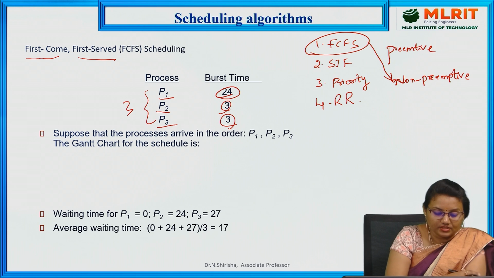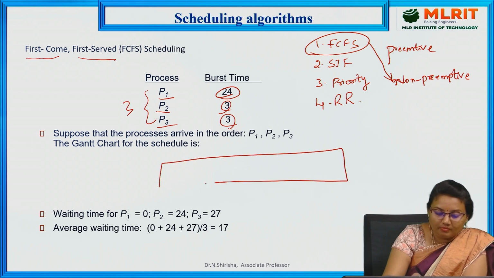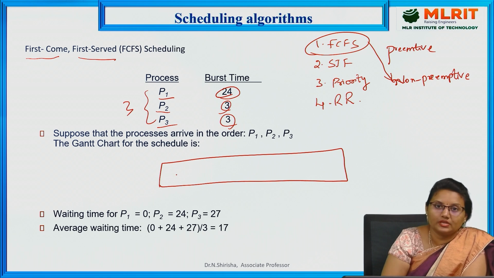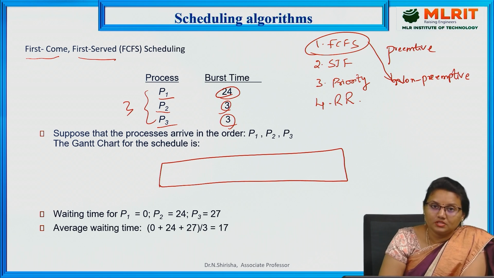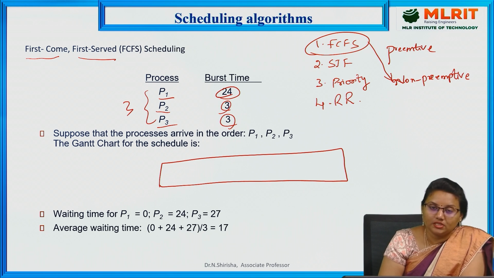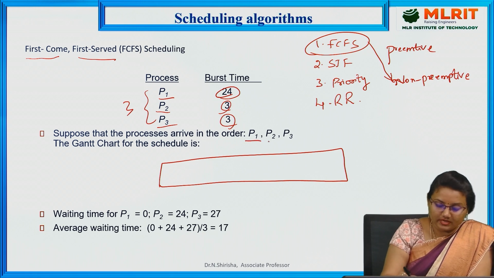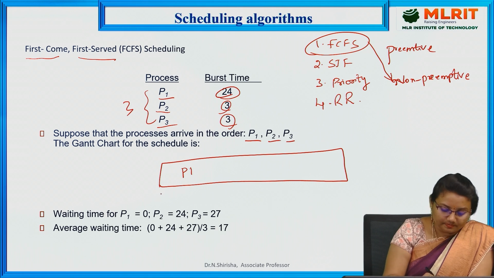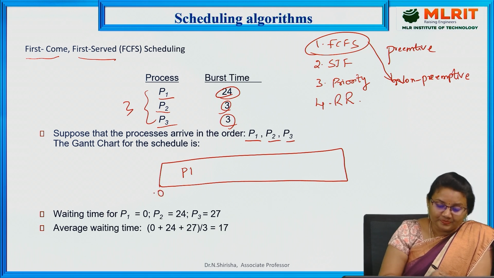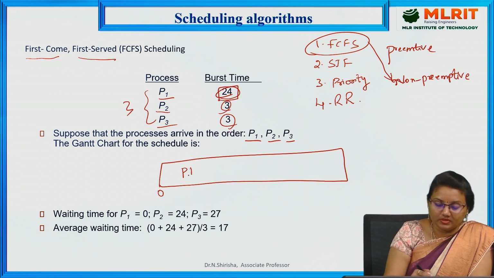So what will the Gantt chart for this be? The Gantt chart is a rectangular box where you allocate the processes according to the scheduling. First come first served follows the process which has arrived in the ready queue first. According to the queue, P1, P2, P3 is the arriving order. So P1 will be allocated the CPU first at the 0th millisecond, and the burst time for the CPU to complete process P1 is 24.